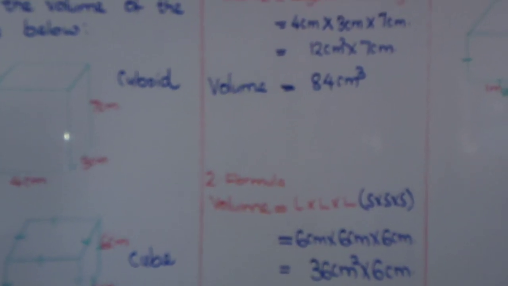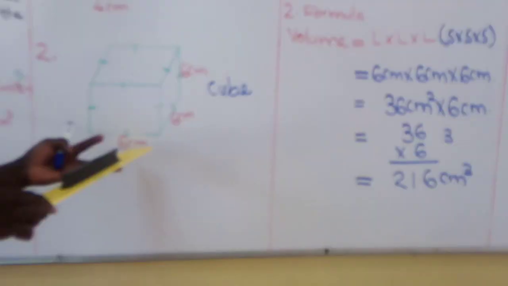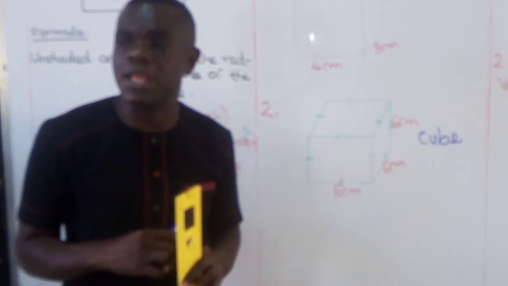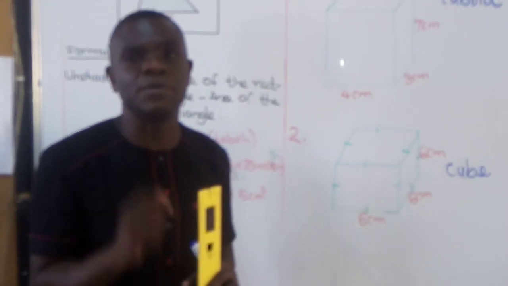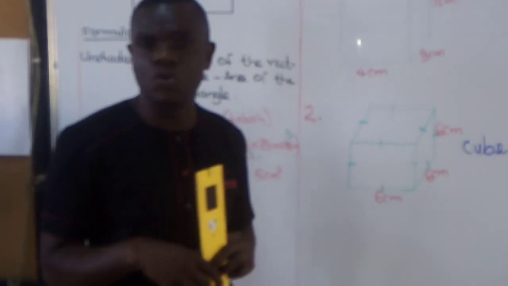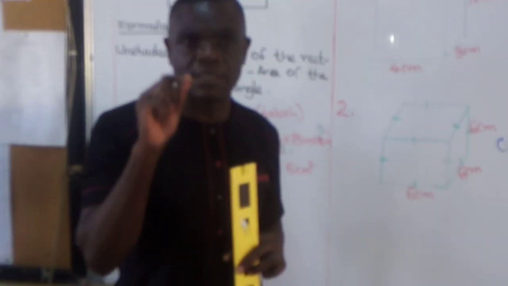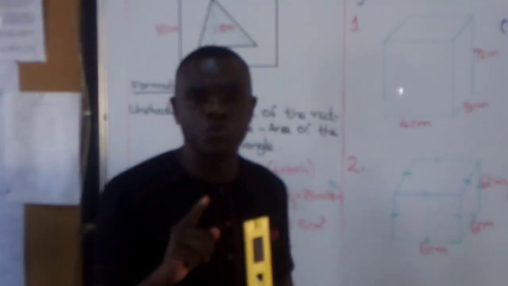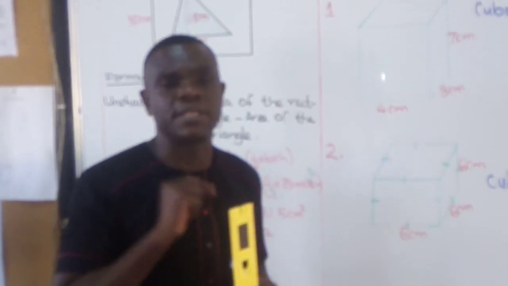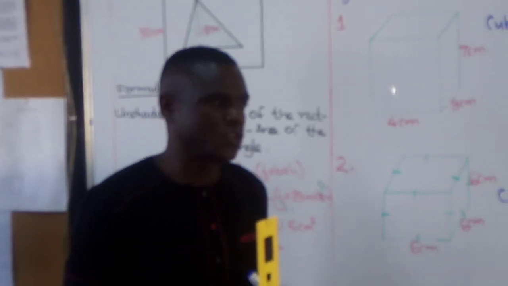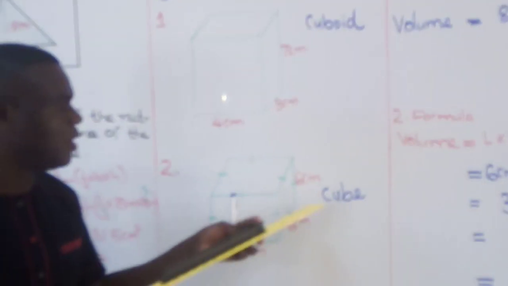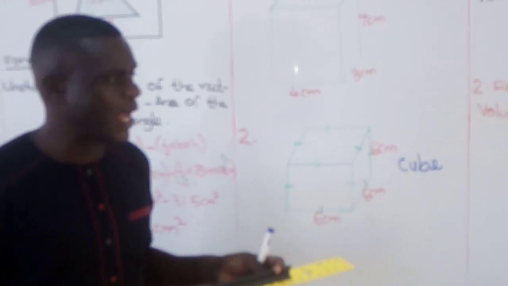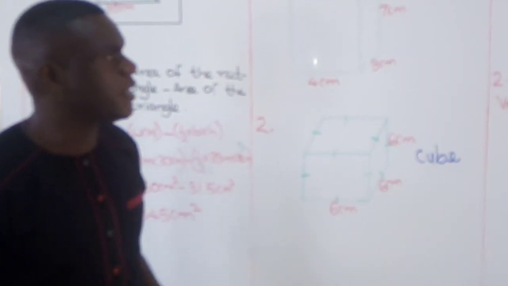Today, I have written 6 centimeters on all the sides to guide you. Remember, in an examination, they will not write 6 centimeters on the 3 sides of a cube. They'll just write 6 centimeters or any measurements on one side. It is up to you to know that all the sides are equal, and so the sides will have equal measurements. Did we understand that? Very good.